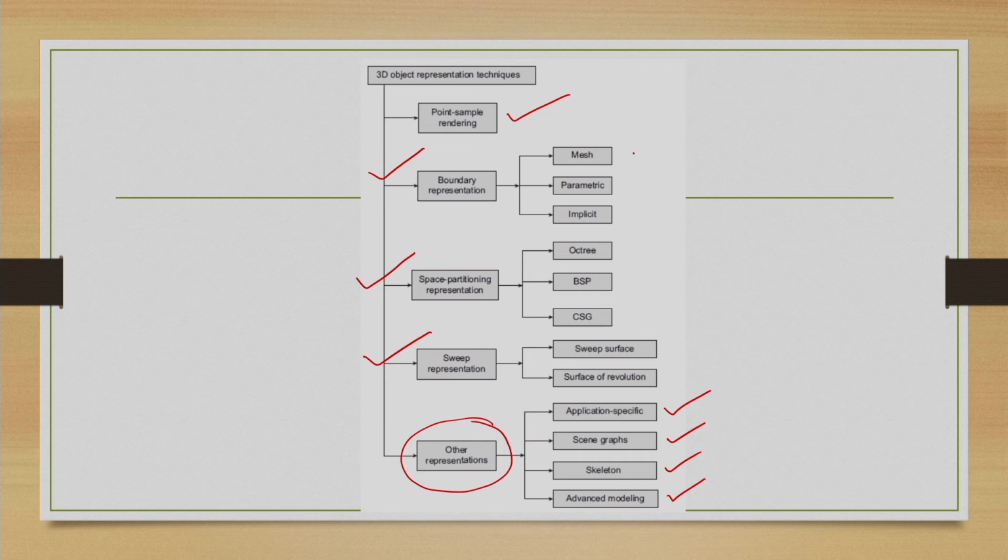In the boundary representation, there are 3 broad groups of techniques. One is mesh representation, one is parametric representation and one is implicit representation. Similarly, in space partitioning representation, there are 3 broad techniques: octree based representation, BSP or binary space partitioning trees and CSG techniques. Now, among all these, we are currently discussing the boundary representation techniques and we will continue our discussion on this technique.